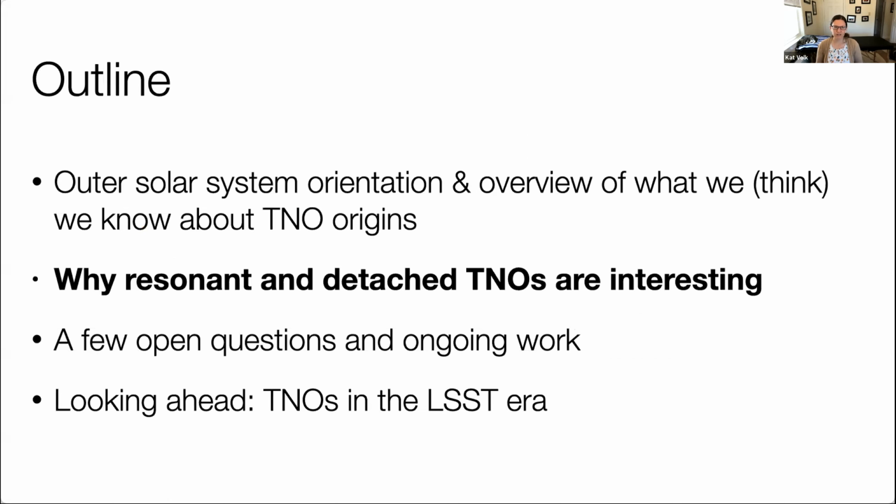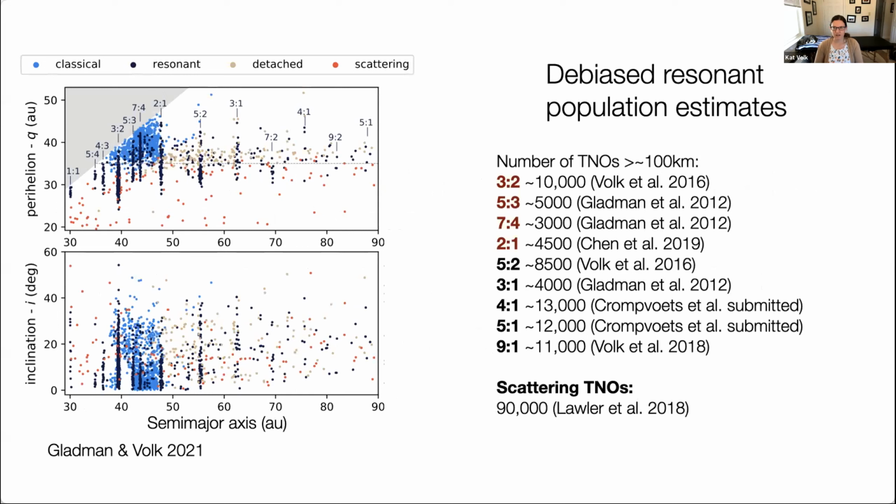So now I want to convince you why in those dynamically hot populations, why the resonant and detached TNOs are so interesting and are our best bet for getting good constraints on what happened to the giant planets. So in terms of why we're interested in the resonant TNOs, at 0th order level, there are just a lot of them. So you can see in this same plot from earlier that there are a lot of those dark blue dots. So in the observed population, resonances are extremely frequent.